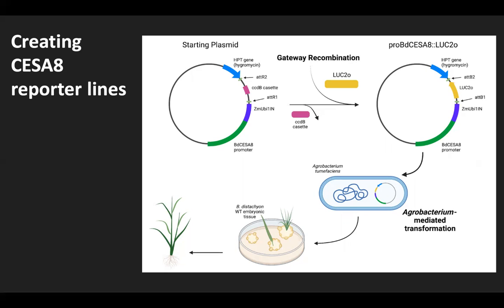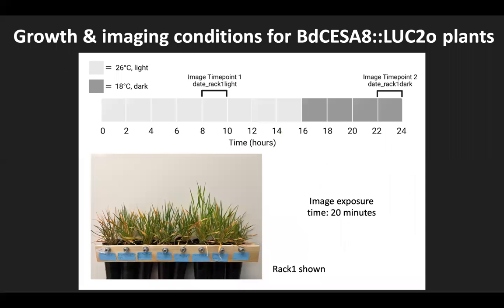So these transgenic plants can be used in a myriad of ways, but for this experiment, I'm using them to track the spatiotemporal expression of CESA8 and therefore the secondary cell wall synthesis throughout the plant's life. Since emerging, these CESA8 LUC plants have been imaged every single day, twice a day.